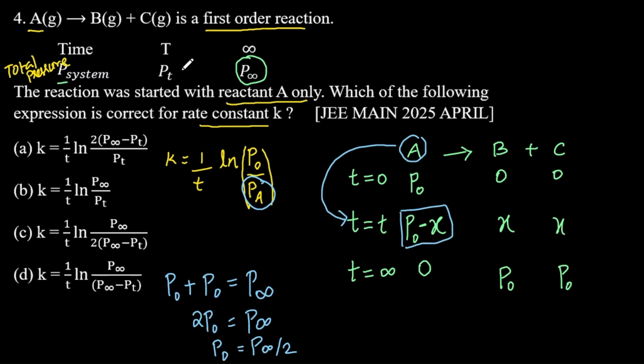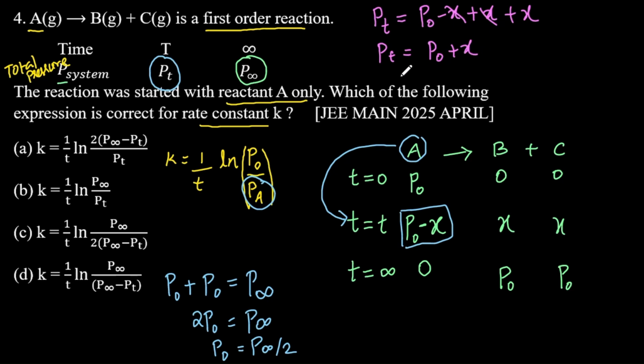In the question, additional information is given. At time t, the total pressure exerted is Pt. So when you add all these terms, you have to get Pt. Let us see that. The total pressure at time t is Pt. How will you get that? You have to add all these terms: P naught minus X plus X plus X. Here only you are having minus X. All the other terms you have to add. So let us cancel minus X and plus X. So Pt is equal to P naught plus X.